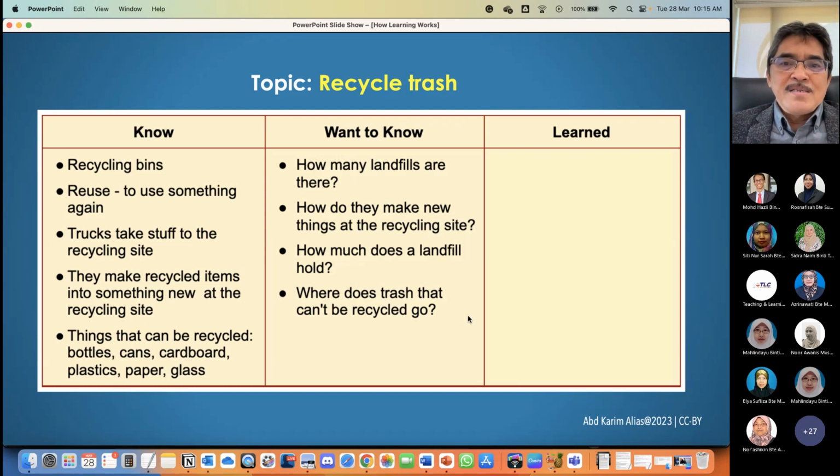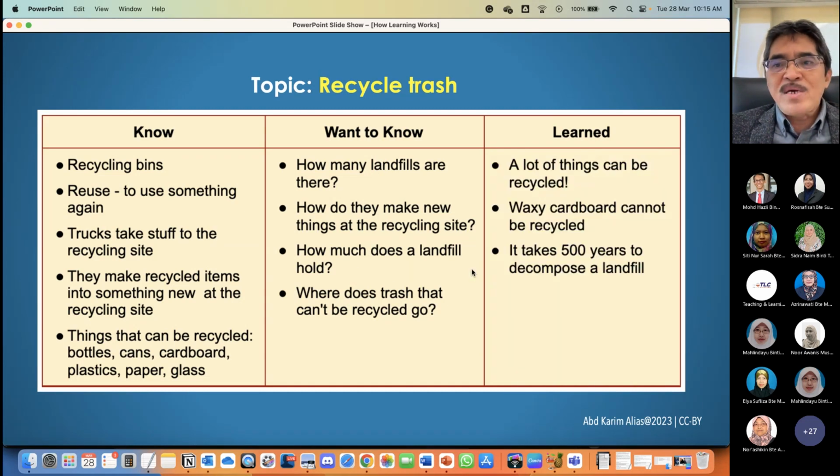Okay, and we look at what they want to know. Oh, okay, these are the things that I'm going to cover as part of the learning outcome, and what they have learned. So when they put under these columns just now, we have know and want to know. But we can also have one more column. After the class ends, they can put in here what they have learned. So this is the exercise just now.